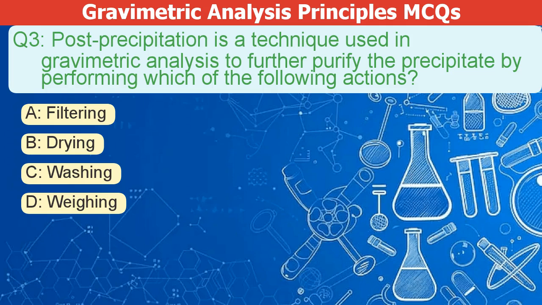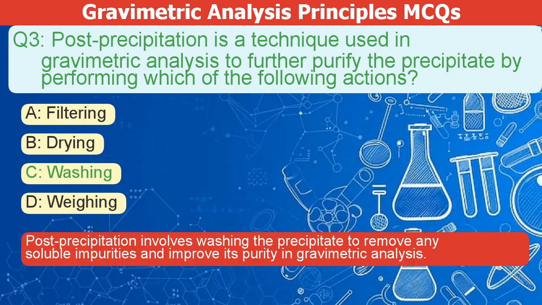Post-precipitation is a technique used in gravimetric analysis to further purify the precipitate by performing which of the following actions? A. Filtering. B. Drying. C. Washing. D. Weighing. The correct answer is C. Post-precipitation involves washing the precipitate to remove any soluble impurities and improve its purity in gravimetric analysis.